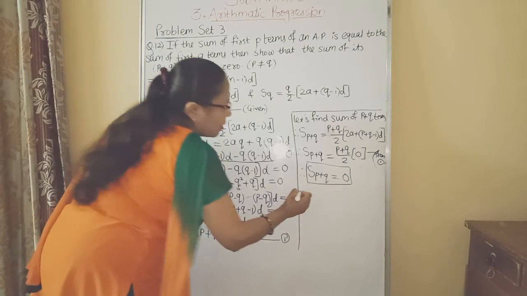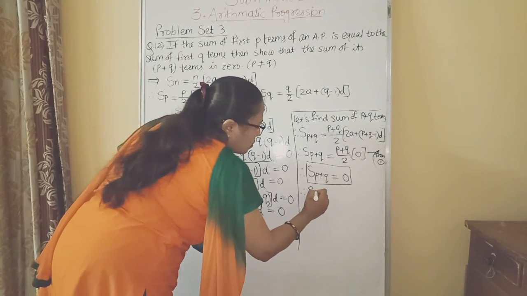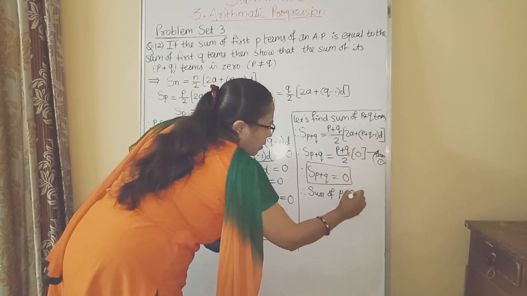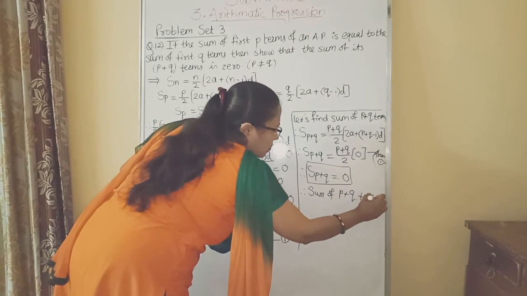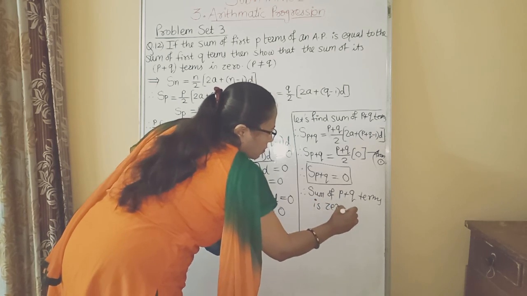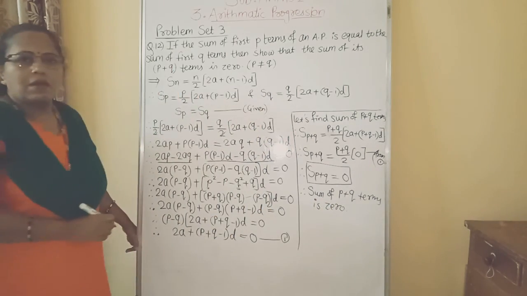Followed? Therefore, sum of p plus q terms is 0. Understood?